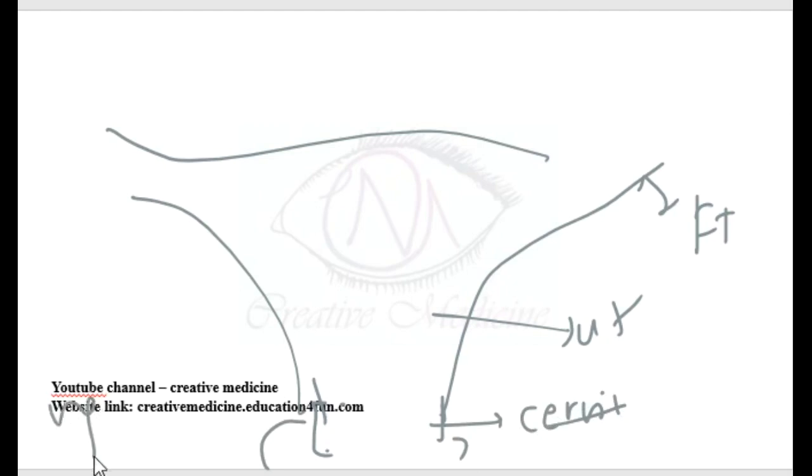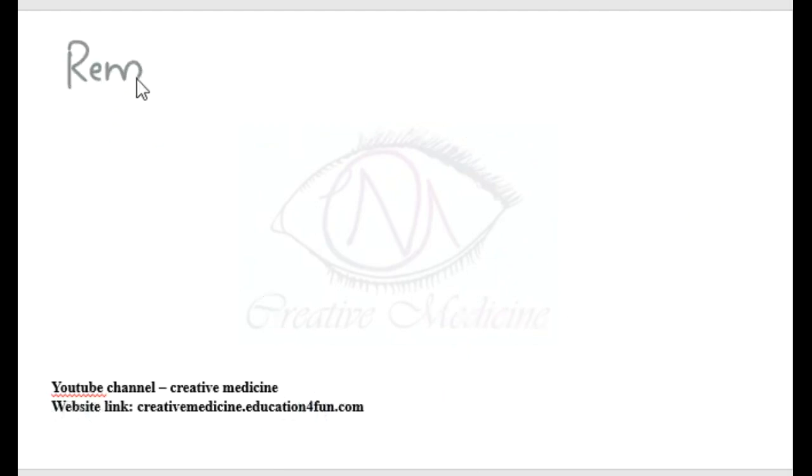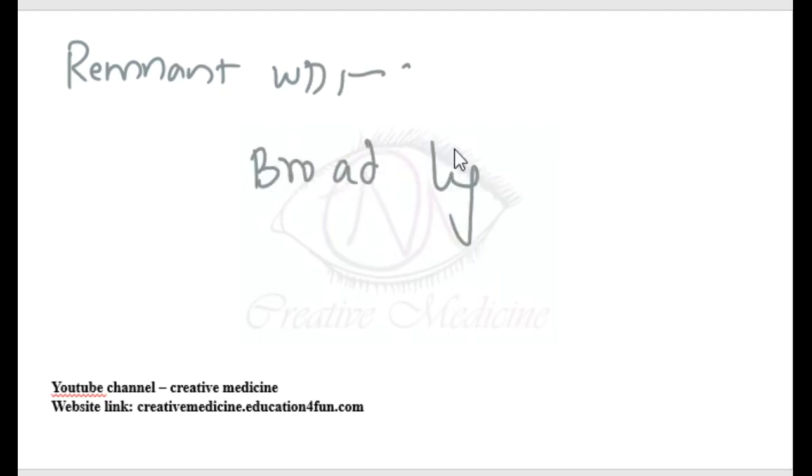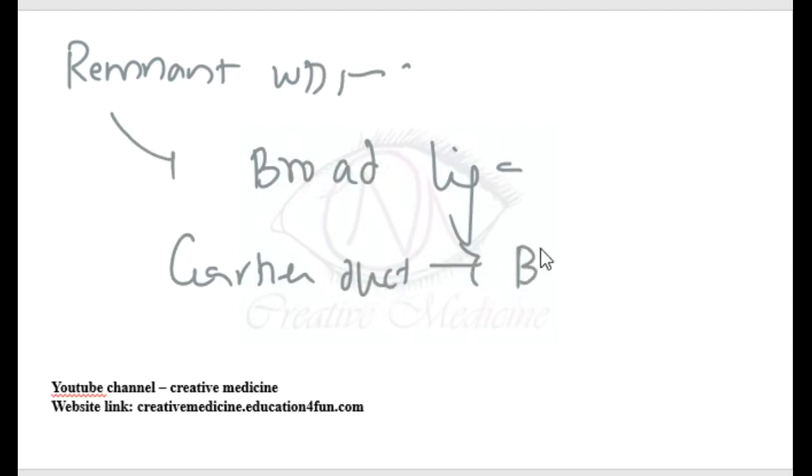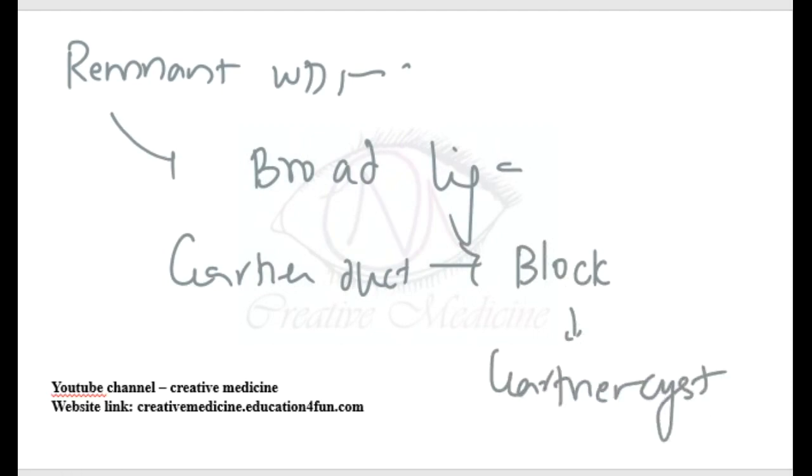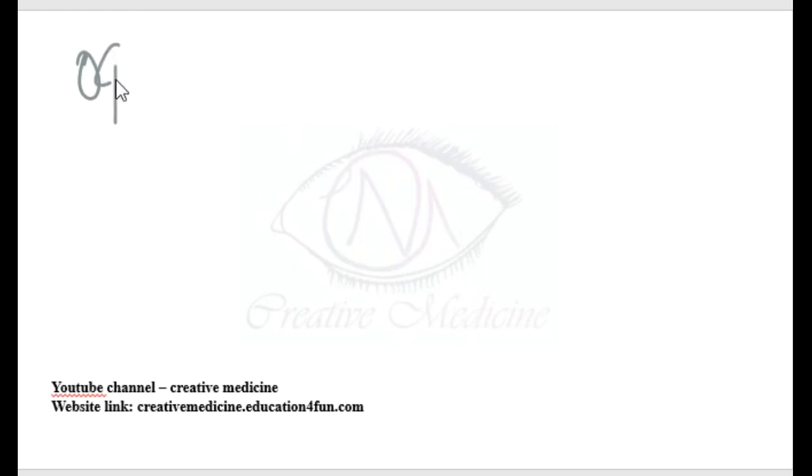Now, the remnants of the Wolffian duct are present in the broad ligament. Sometimes Gartner's duct is present along the entire length. Thus, whenever there is blockade of this Gartner's duct, this results in the formation of Gartner's cyst. Epoophoron and paraophoron can also be blocked, forming the paratubal cyst.